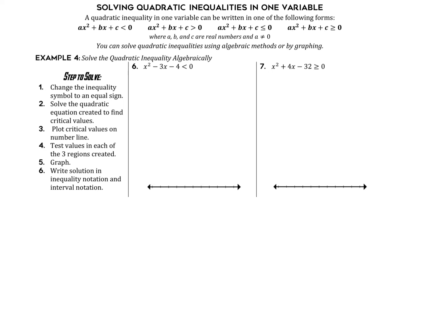The very first thing that you're going to do is you're going to consider what this would look like if it was an equal sign. So x squared minus 3x minus 4 equals 0. You're going to solve this quadratic equation as if it was an equal sign. So this factors (x minus 4)(x plus 1). This is going to give me two solutions, and they're going to be +4 and -1.